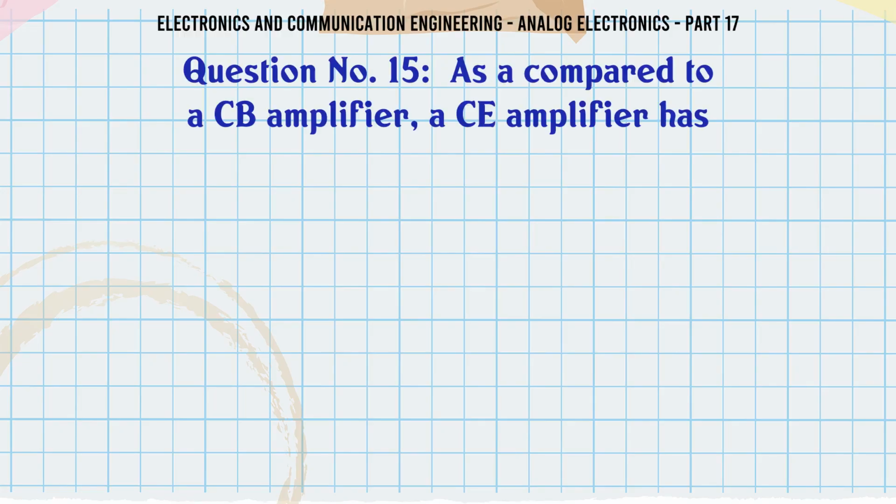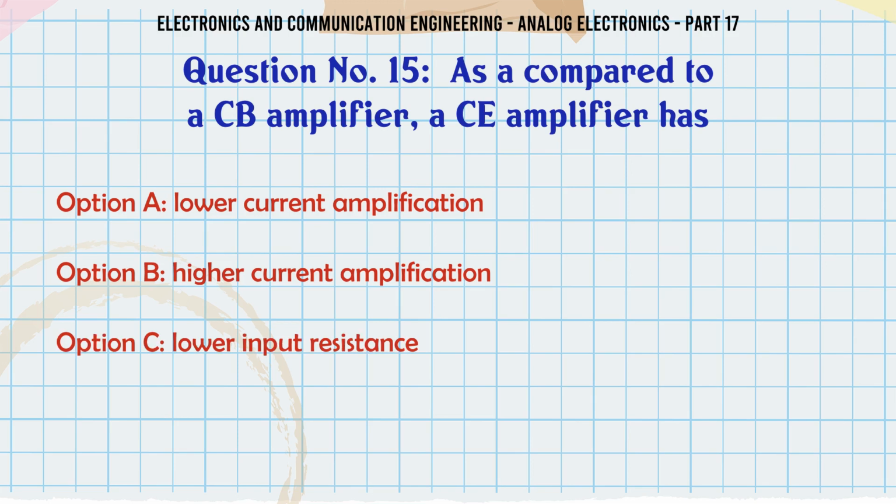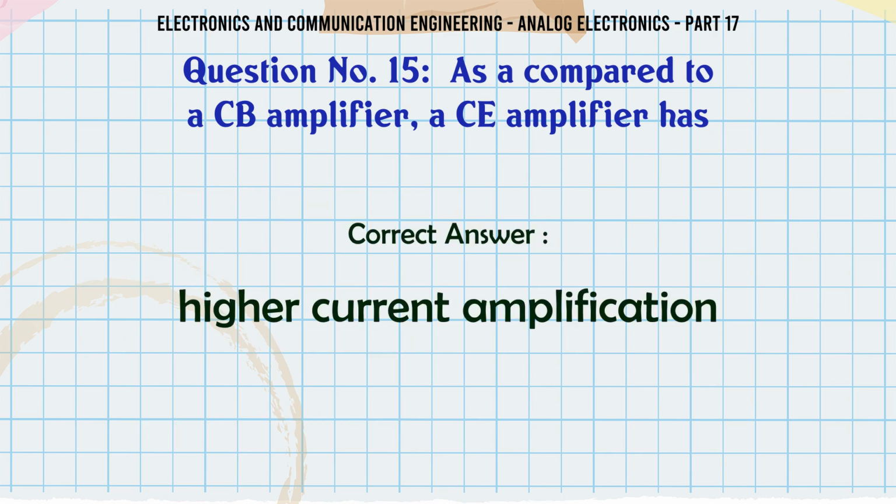As compared to a CB amplifier, a CE amplifier has A. Lower current amplification. B. Higher current amplification. C. Lower input resistance. D. Higher input resistance. The correct answer is higher current amplification.